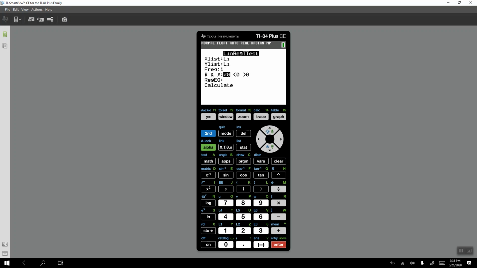What are the inputs? Well, my explanatory variable was L1. My response variable was L2. So L1 and L2, there we are. Frequency, I'm going to keep the frequency just as 1. And again, this is a two-tailed test because we want rho, in other words, that correlation coefficient, to be not equal to 0. And I'm just going to go all the way down to calculate.